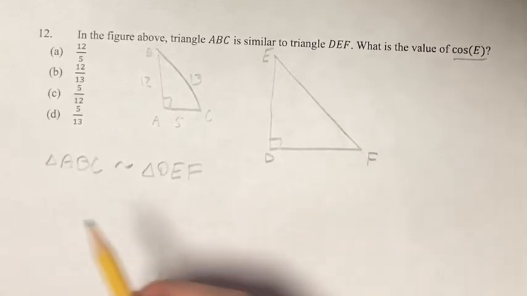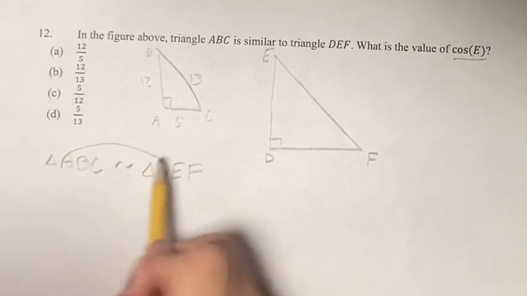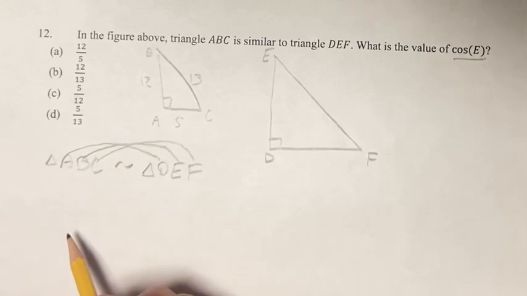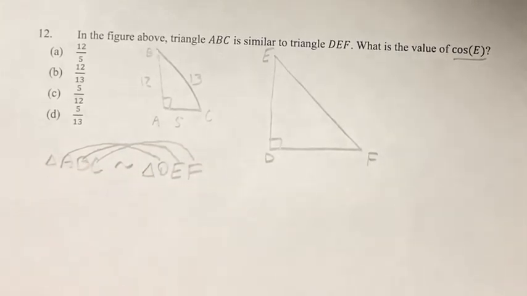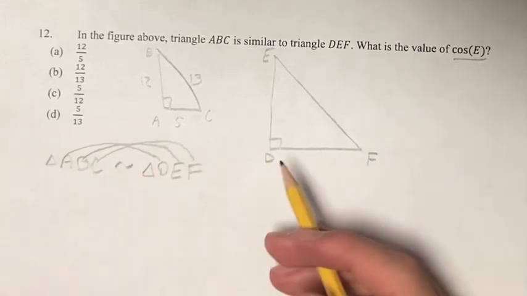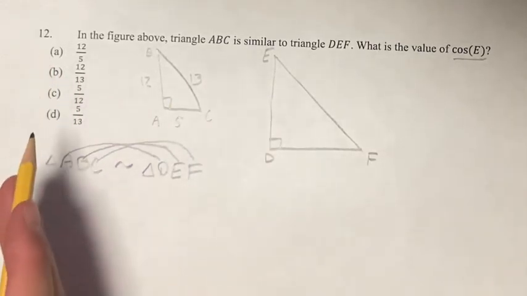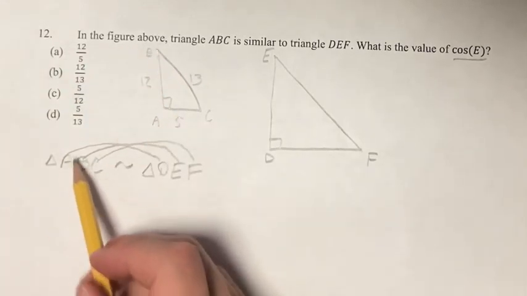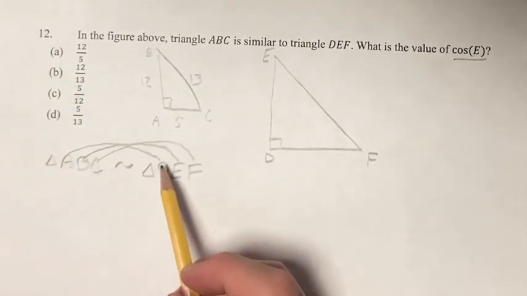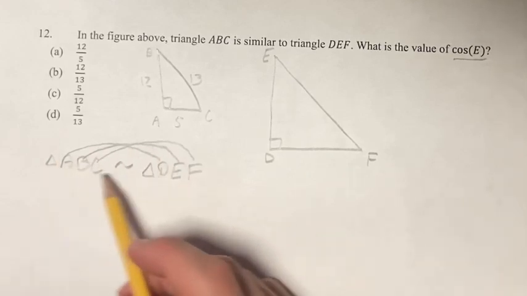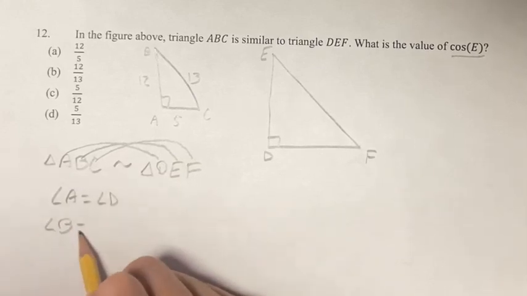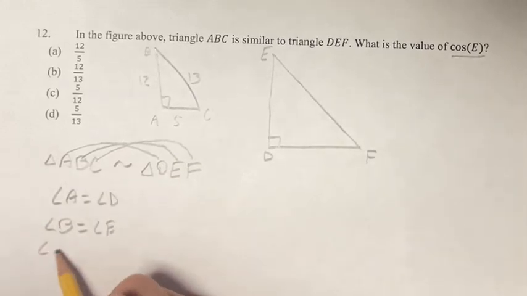And what we know is that A is equal to D, B is equal to E, and C is equal to F, right? Because these are the corresponding angles, and for the similarity to be written properly, you have to correspond the corresponding angles in pairs. So the first angle, or the first letter in each of these triangle names is a pair. So is the second, so is the third. So we know angle A is equal to angle D, angle B is equal to angle E, and angle C is equal to angle F.